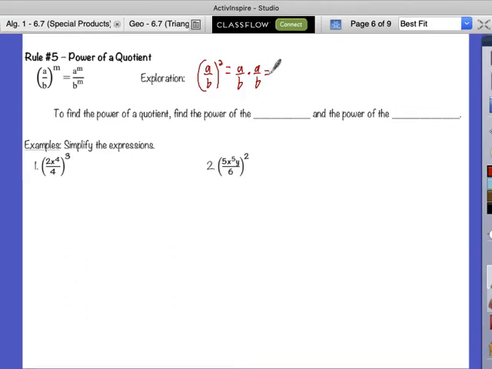Now for multiplication, we learned that, hey, we multiply straight across. A times a is a squared. B times b is b squared. A squared over b squared is what we get.